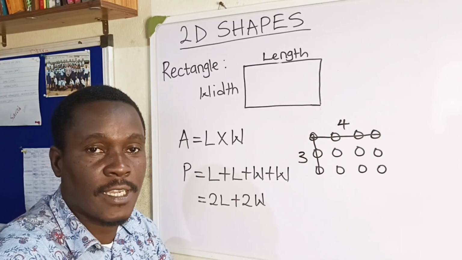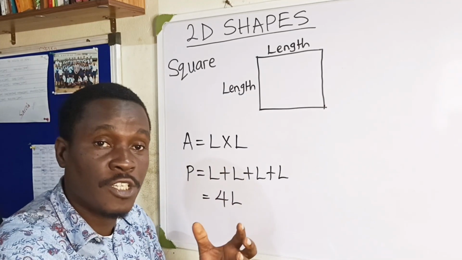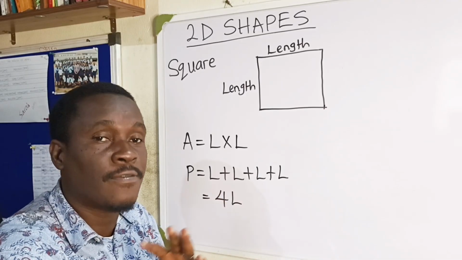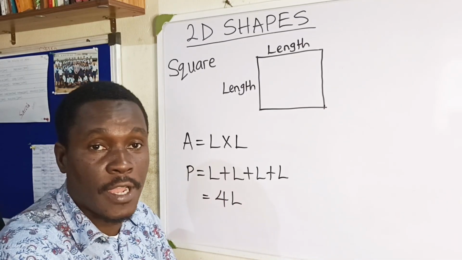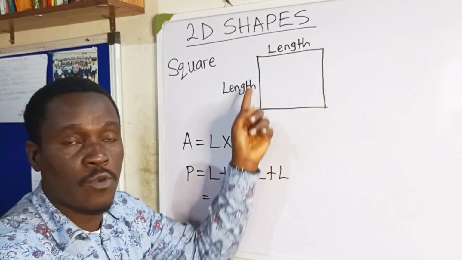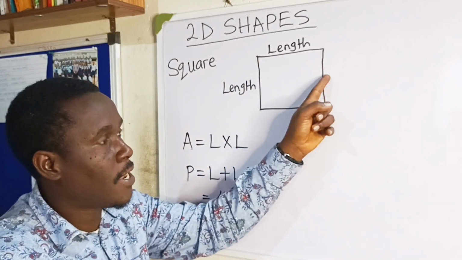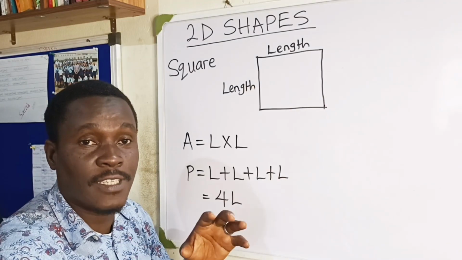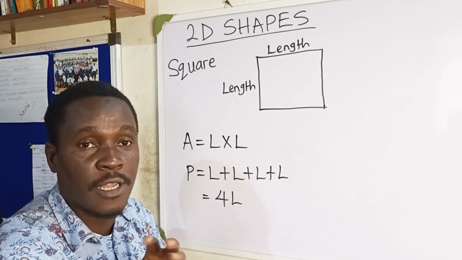Next, we're going to look at a square. A square is a 2D shape that has 4 sides. So just like the rectangle, a square has 4 sides. But the difference between a square and a rectangle is, for a square, all the sides are equal. So here is length, here is length, here is length, and here is length. So this is going to influence the formula for the area and perimeter of the square.